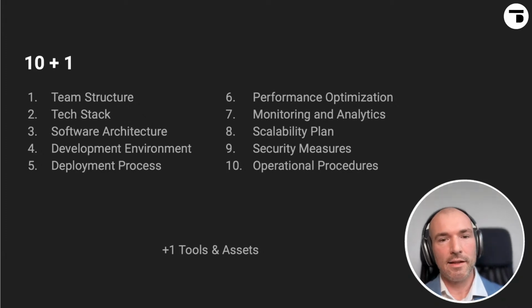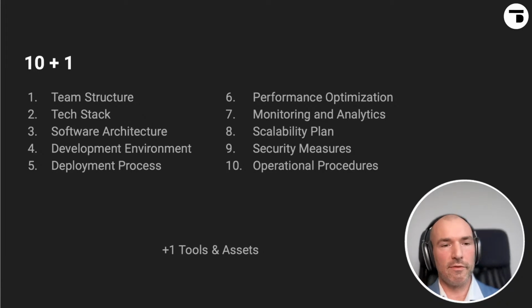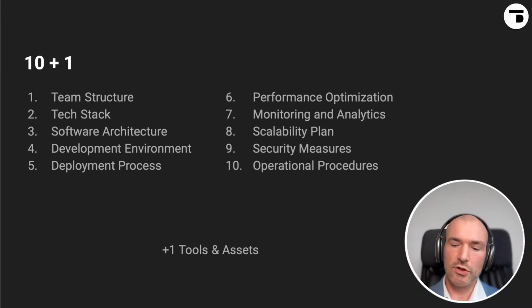The 10 things are team structure, tech stack, software architecture, development environment, deployment process, performance optimization, monitoring and analytics, scalability plan, security measures, and operating procedures. Now let's jump into it.